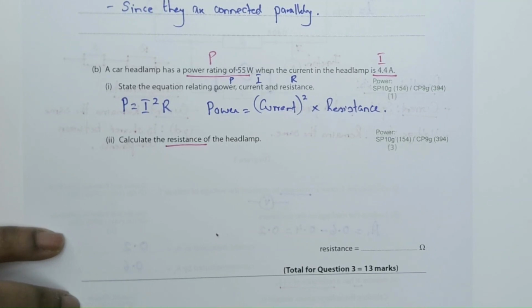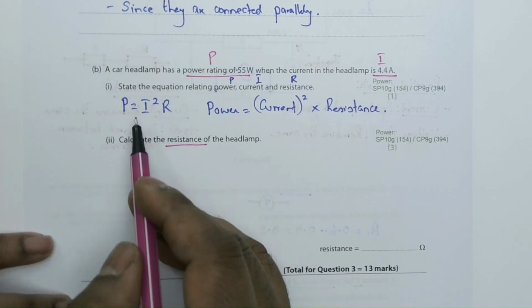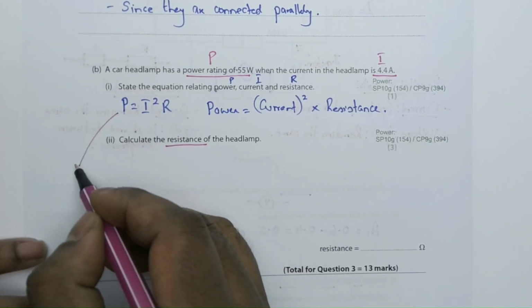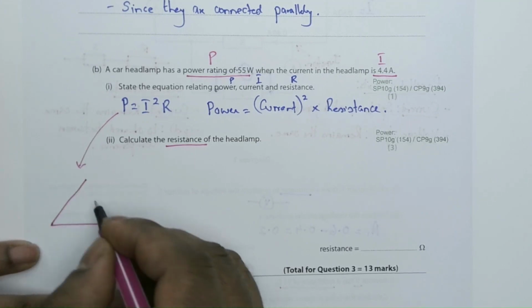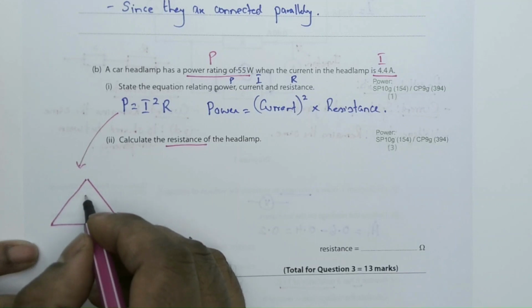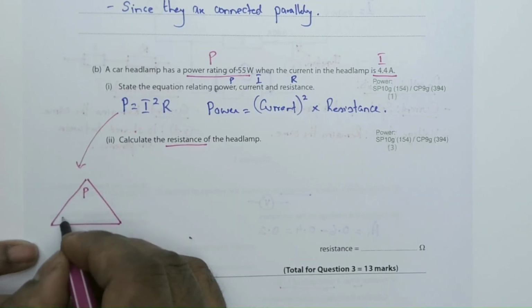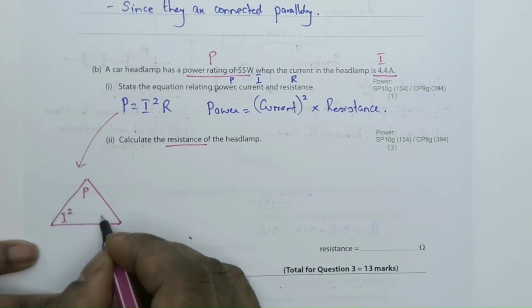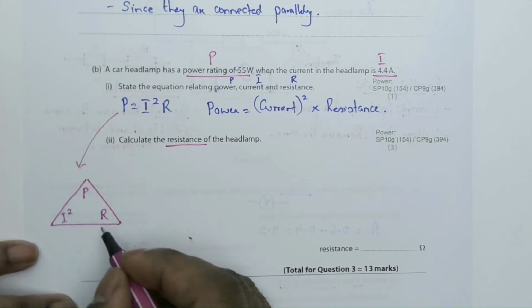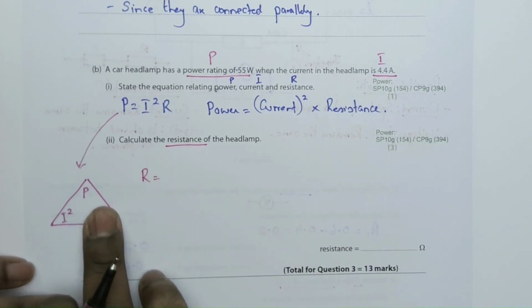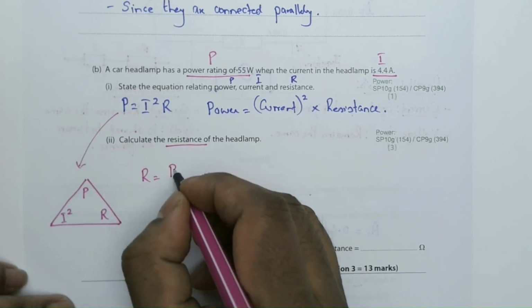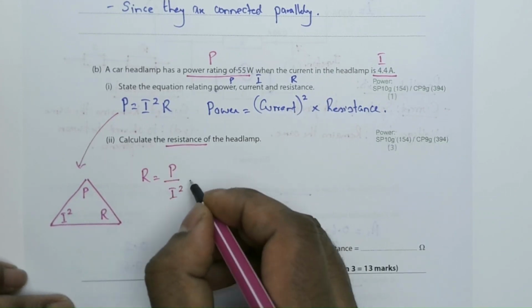So calculate the resistance of the lamp. Now you would need to rearrange that equation. So let me put this equation into an equation triangle. Power goes on the top, I squared on one corner and R in the other corner. Since they are asking me to calculate R, if I block that off, I would have power and below is I squared. So power divided by I squared.